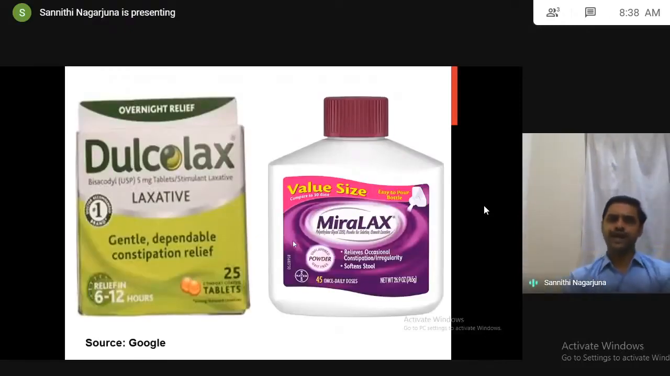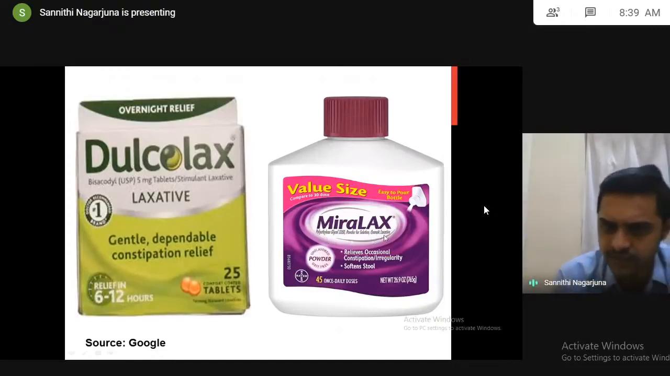And these are some of the brands. So Dulcolax is bisacodyl, an irritant, stimulant laxative. See here they have written stimulant laxative, OTC products, over-the-counter products. Miralax is polyethylene glycol, an osmotic saline laxative. See here they mention osmotic laxative.